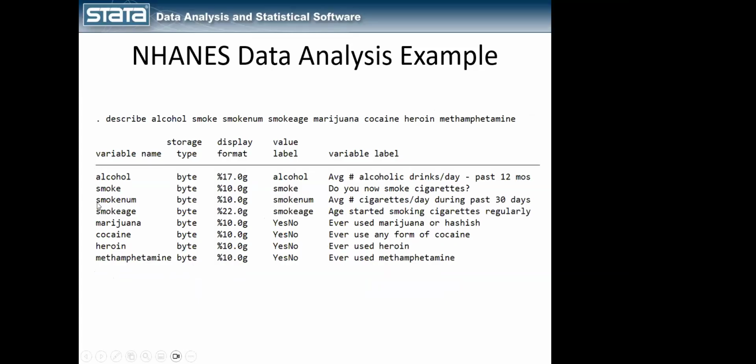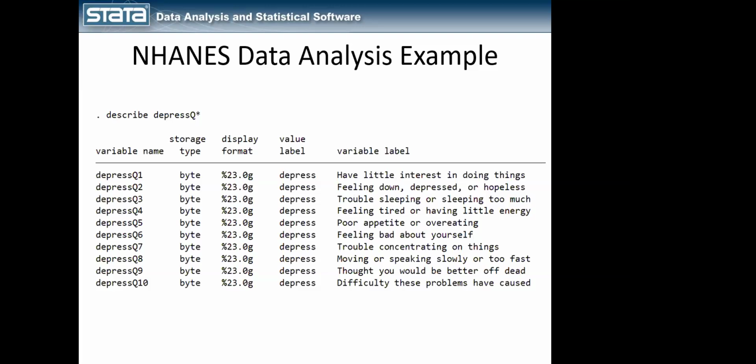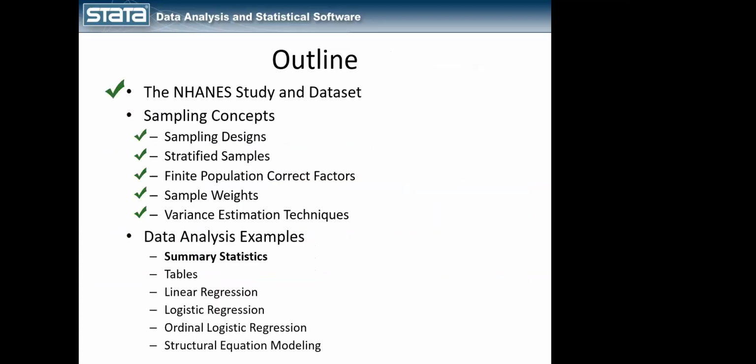All of these are in the same data set. These are not separate tables. They are all variables in that same big data set. There's a depression questionnaire in here, a 10-question depression screen. So that's in this data set as well. If you want to download this from the zip file that I showed you earlier, all of this is in there and you can play around with it.